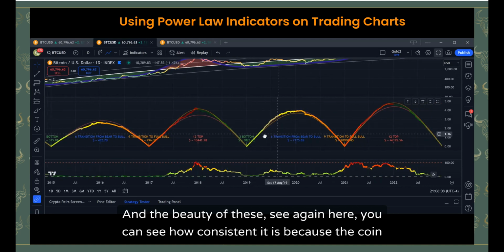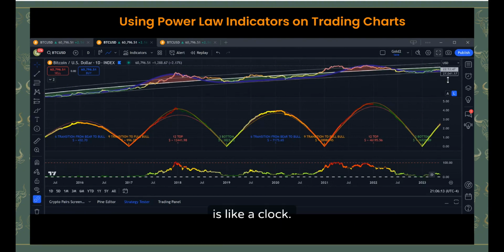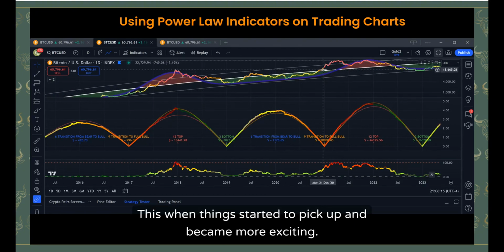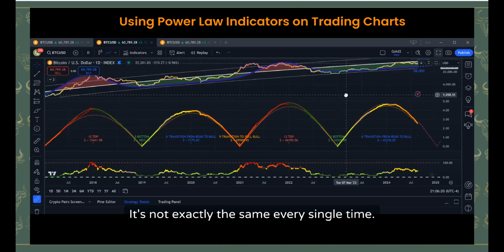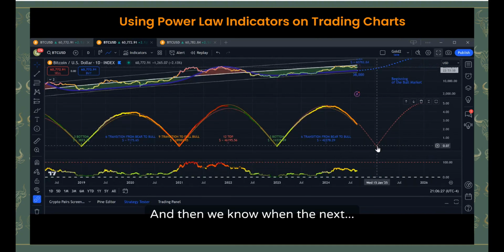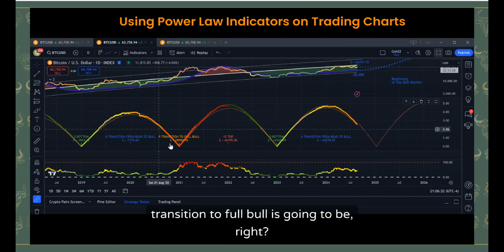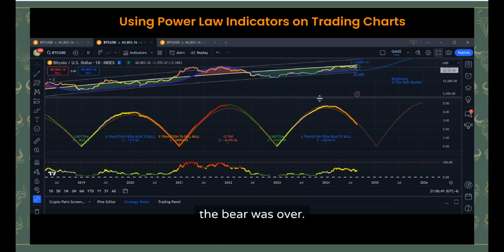And the beauty of this, see, again, here you can see how consistent it is, because Bitcoin is like a clock. Same thing here. This is when things started to pick up and became more exciting. It's not exactly the same every single time. But the beauty of this is that you can project it in time, into the future, and then we know when the next transition to full bull is going to be, right? Because right now we left, some time ago, in January, the time when you could say the bear was over.